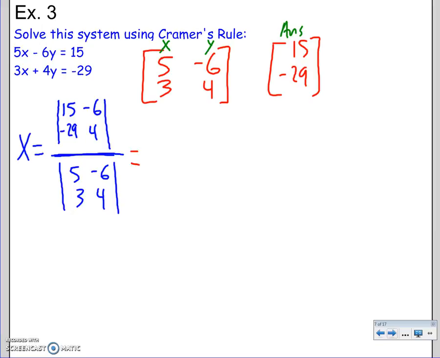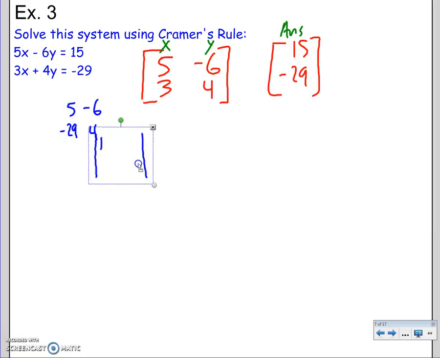For the top one, actually, let me try like this. Yeah, all right, let me do it like this. Okay, here's the determinant that I should get. What just happened? Grr. All right, let's try this.